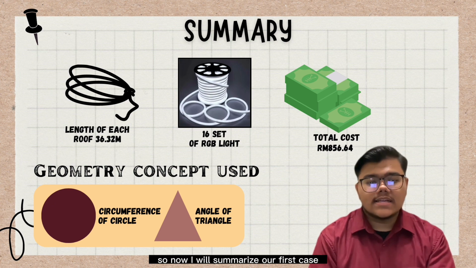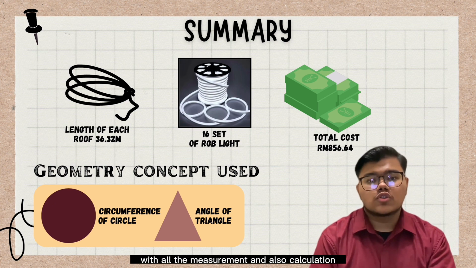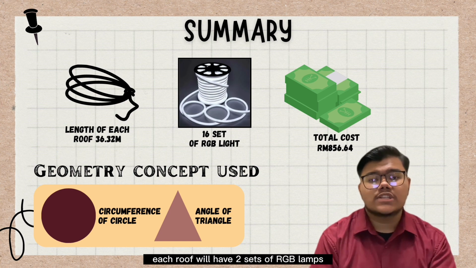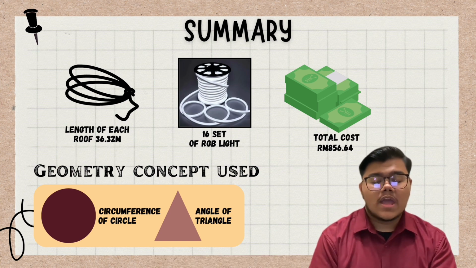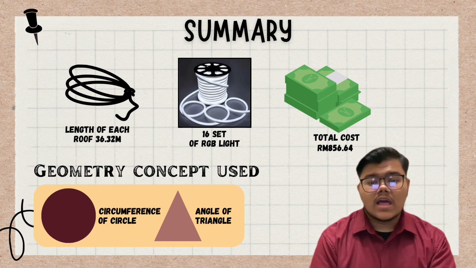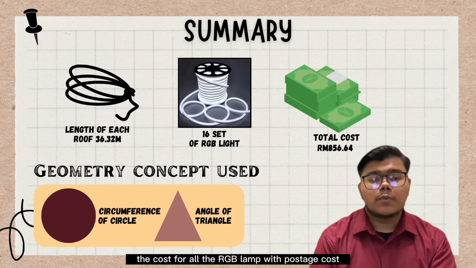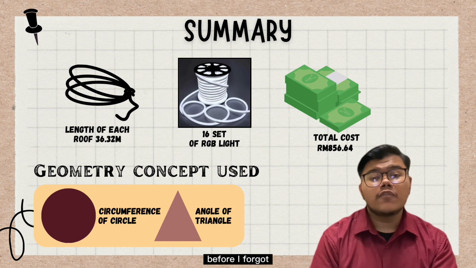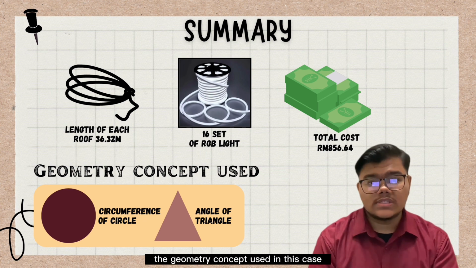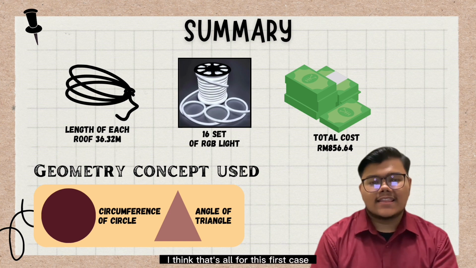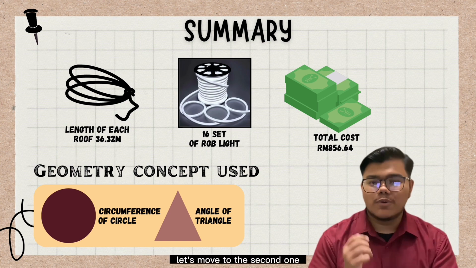So now, I will summarize our first case. With all the measurement and calculation, we can conclude that the length of each roof is 36.32 meters. Each roof will have 2 sets of RGB lamp with a length of 20 meters each. Because we have 8 roofs in total, we need 16 sets of RGB lamp. The cost for all the RGB lamp with postage is 856 ringgit and 64 cents. Oh, before I forget, the geometry concepts used in this case are the circumference of a circle and the angle of a triangle. I think that's all for this first case. Let's move to the second one.